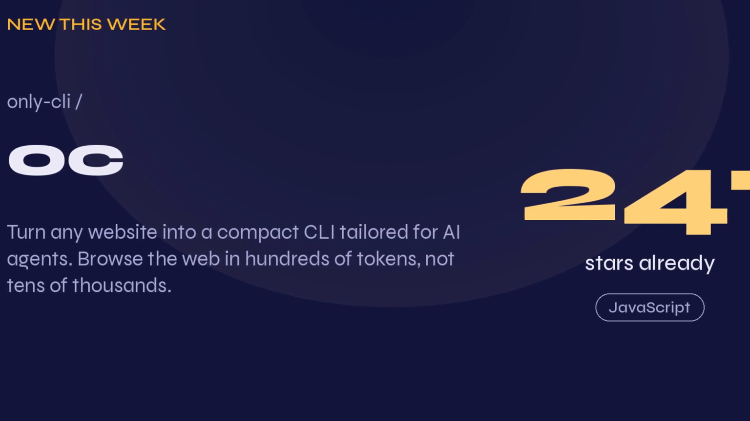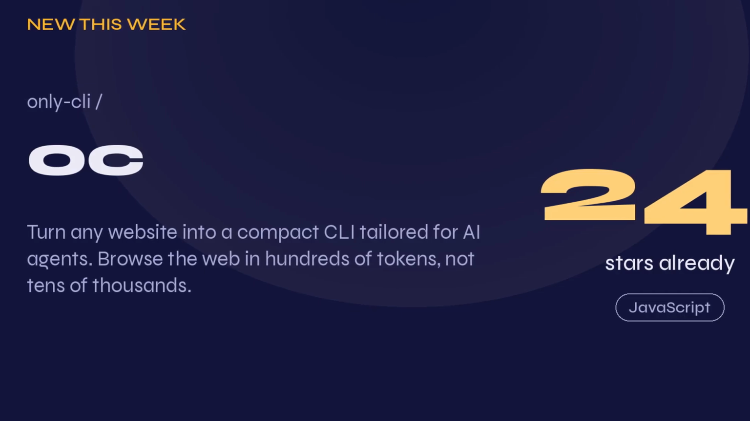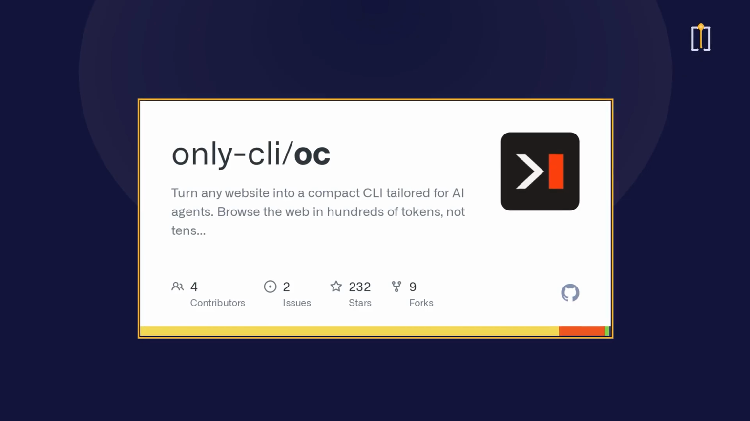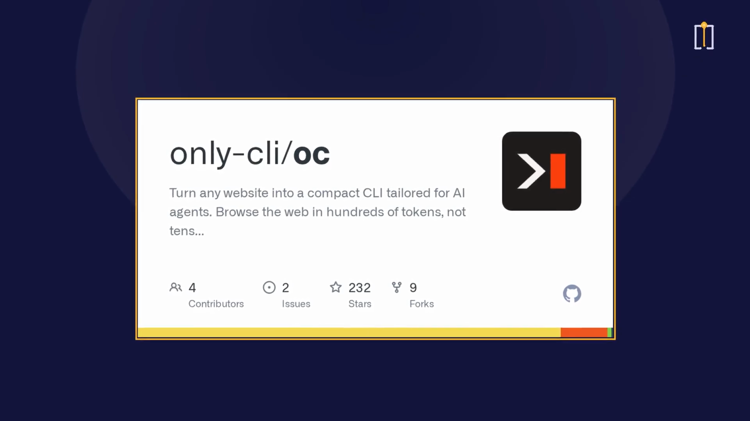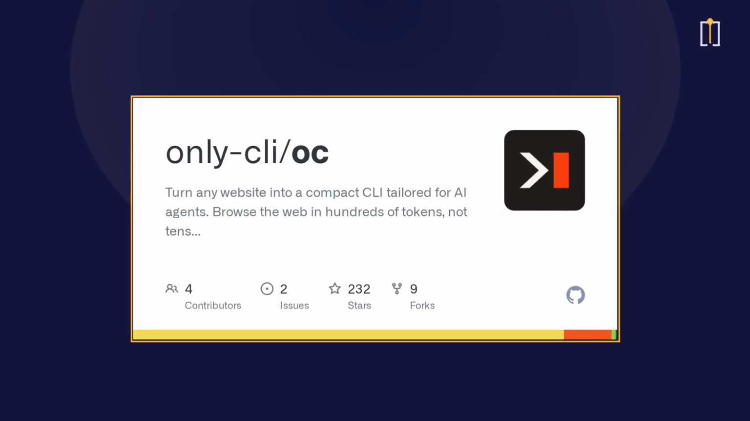Only CLI's OC flips that. Instead of dumping raw HTML or a full DOM tree into your context, it turns a website into a compact command line interface, so your agent runs a few targeted commands and gets back hundreds of tokens of actual signal.